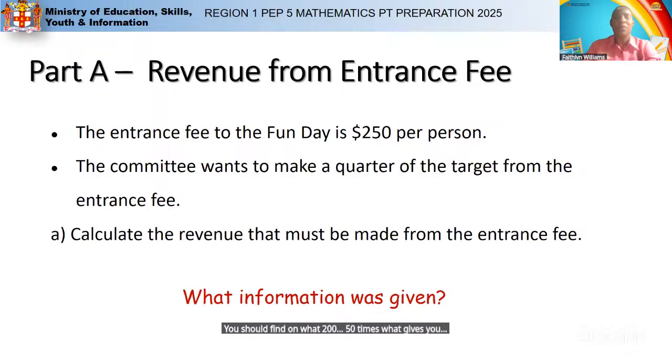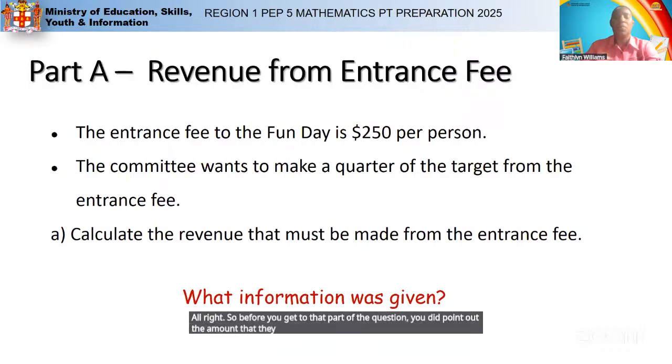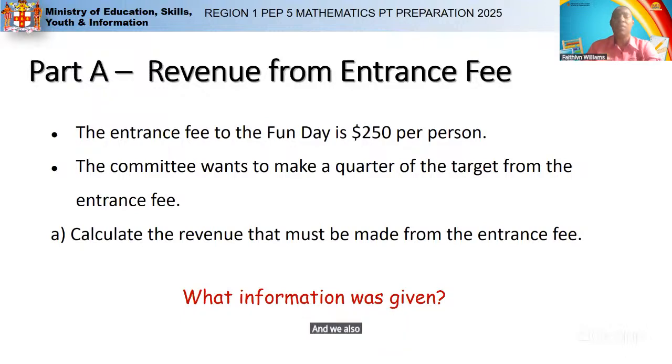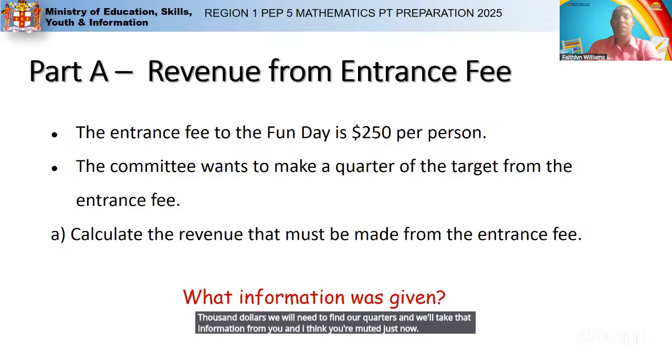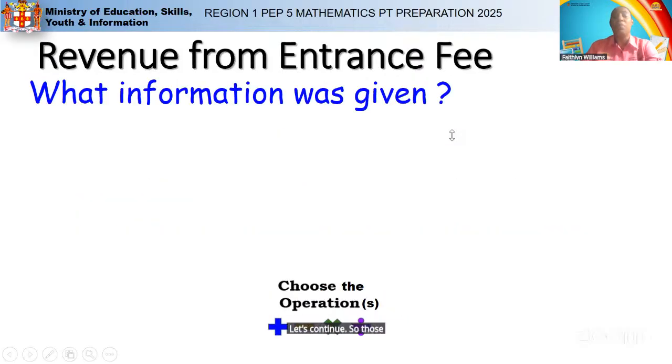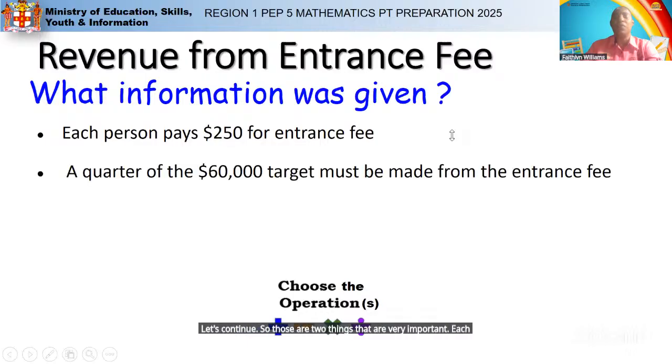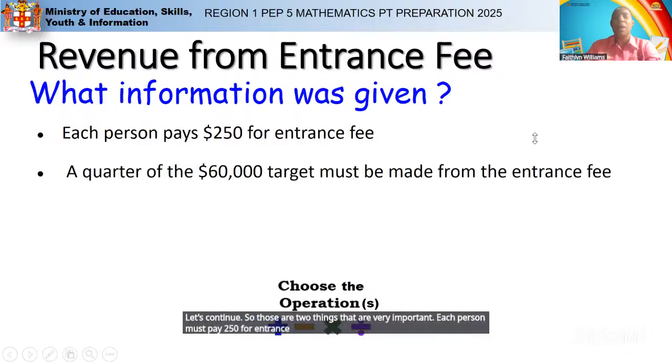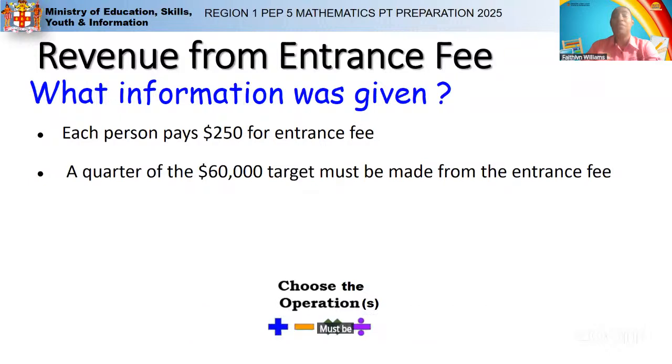All right. So before you get to that part of the question, you did point out the amount that they want to raise, which is 1/4. That's one of the pieces of information that's given. And we also know that the entrance fee is $250. We will need to find a quarter. So we'll take that information from you. Let's continue. So those are two things that are very important. Each person must pay $250 for entrance fee, and a quarter of 60,000 must be made from the entrance fee.